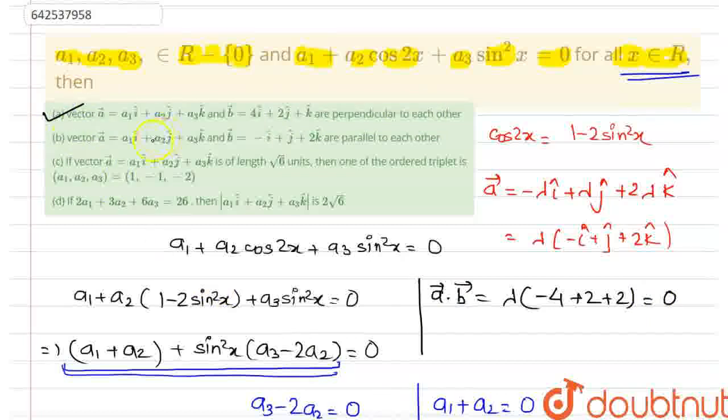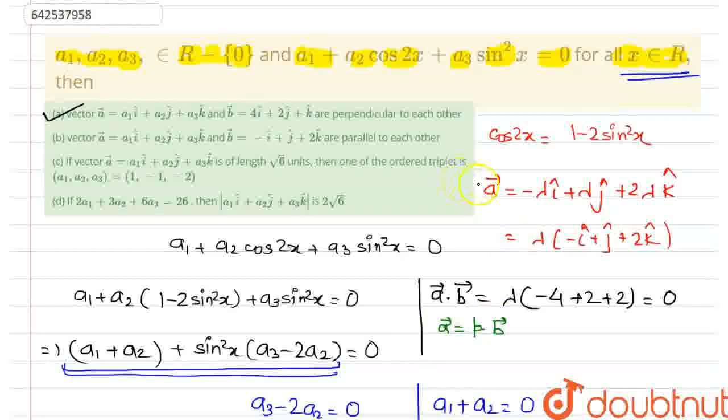Now let us take option B. It is given that vector A given by this and vector B given by this are parallel to each other. Now we say that two vectors are parallel to each other if we can write A vector as P times B vector, where P is a scalar.